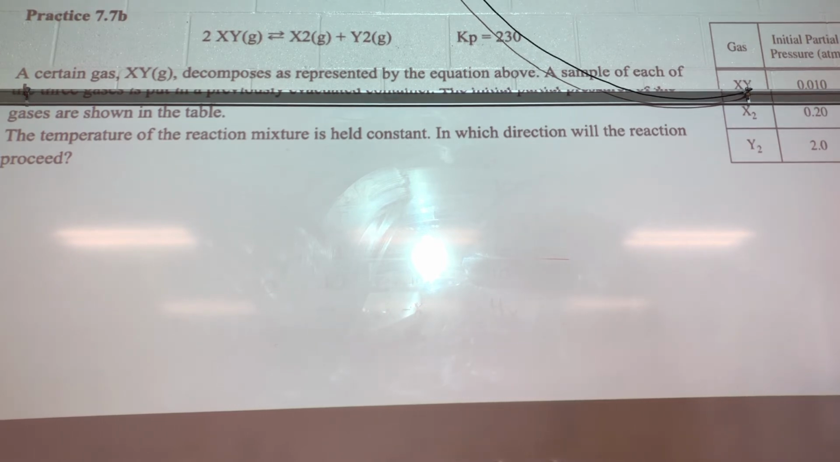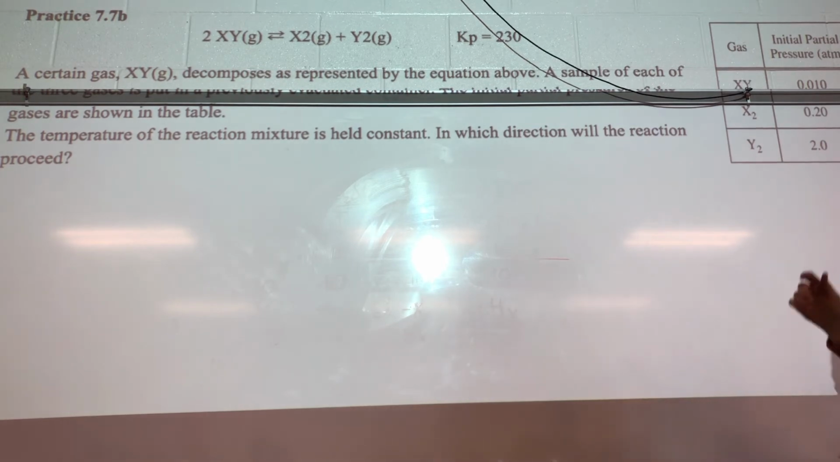If the KP is 230, what does that tell me? So this is a product favored reaction, right? Hannah, what were you gonna say? So does it mean that it's like what reaction's gonna happen first? Like go forward first or backward first? Yes, so it's like saying, okay, it needs to get to equilibrium.